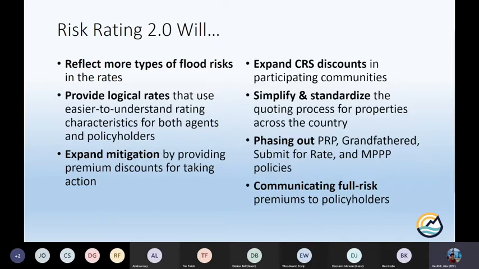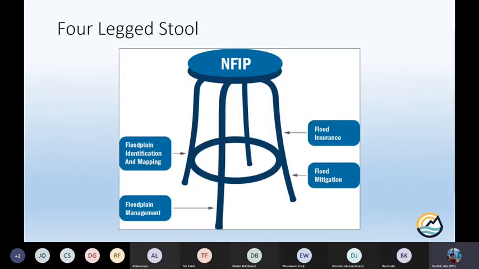Okay. So pretty ambitious. The main thing I want to emphasize with this, though, is that Risk Rating 2.0 really is primarily focused on the flood insurance leg of the NFIP stool. Some of the other ones, the identification and mapping, floodplain management, things like that, are going to be affected, but not to the extent of the flood insurance portion of it. So we're going to cover quite a bit of the flood insurance stuff, and then we're going to get into how this affects you all as floodplain managers later.